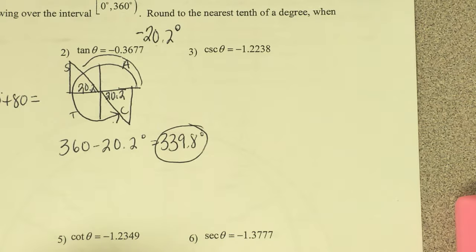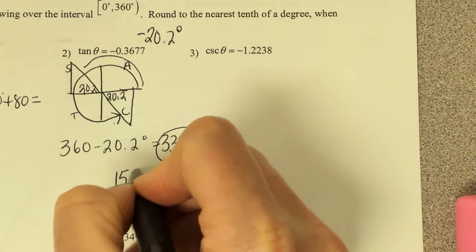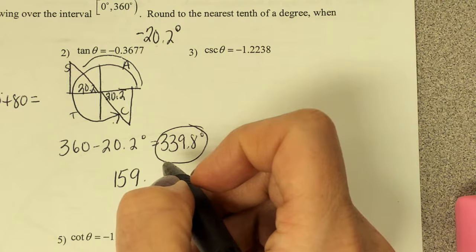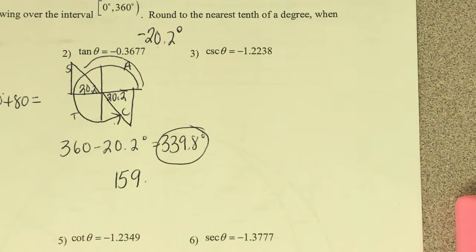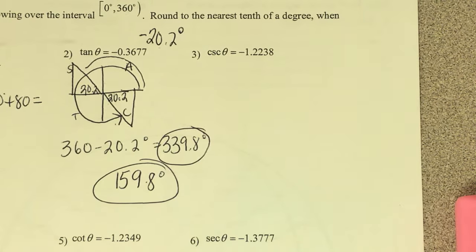Brandon, what'd you get? Okay, 69.8. Did anyone else get that? No? What'd you get, Alyssa? 159.2. How'd you get that, Alyssa? I did 180 minus 20.2. 159.8 then, right? Yeah. Okay. All right, got it?